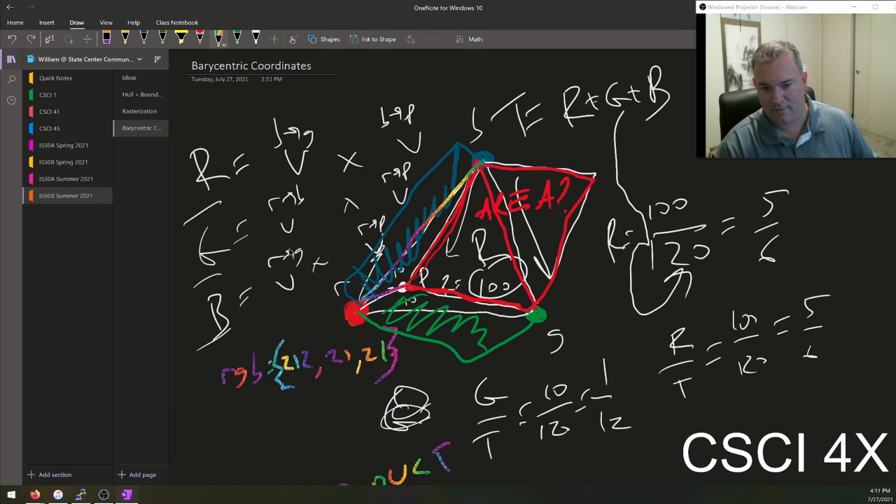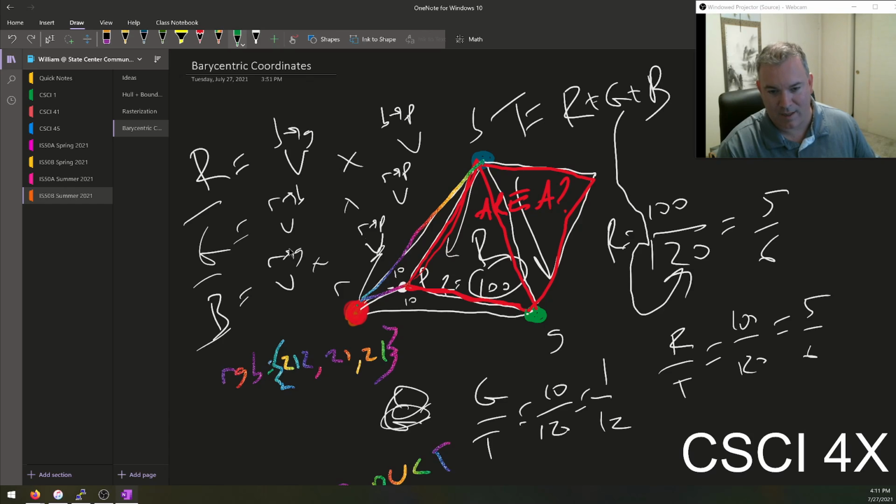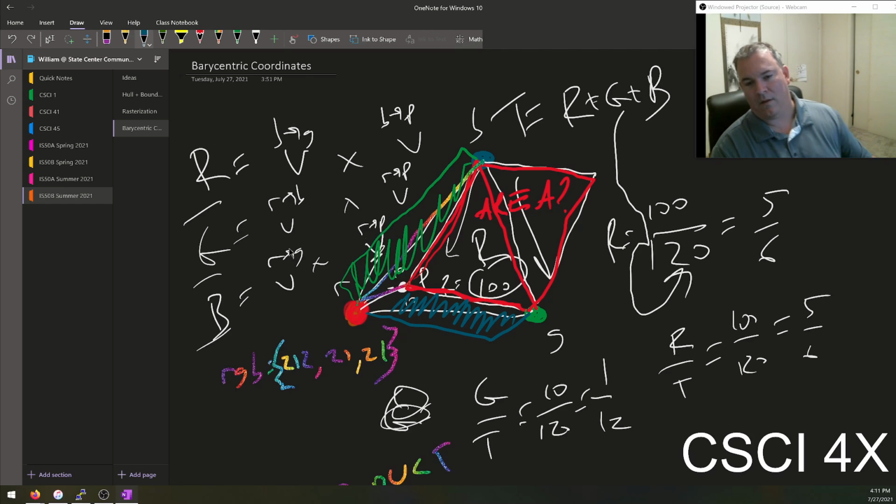Oh shoot! Did I do the colors wrong? I did, didn't I? I don't even have a lack of sleep to blame this time. Okay, sorry. Green's over here, so the opposite one over here is green. And then the one opposite of blue is the blue region over here. Sorry about that. Okay.